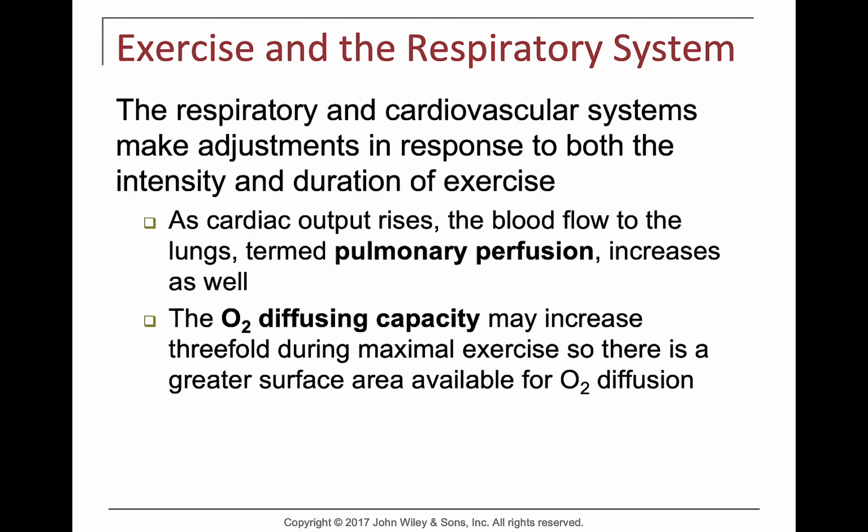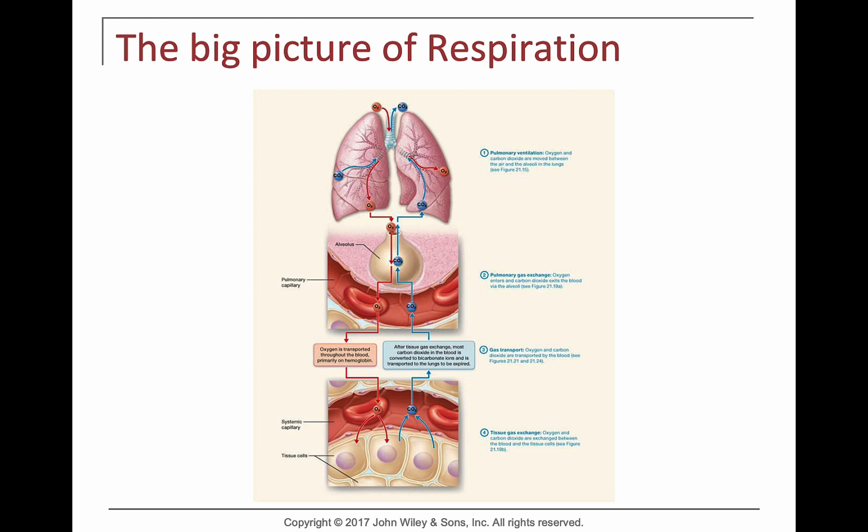When we exercise, there are going to be noticeable changes in both our cardiovascular and respiratory system. Blood flow to the lungs increases because blood is going to have less time at pulmonary capillaries to pick up oxygen. So we say our pulmonary perfusion increases at the lungs in order to compensate for this during heavy exercise. So our oxygen diffusing capacity may increase threefold during maximal exercise. So there's a bigger surface area available to extract more oxygen as we need it for exercise.